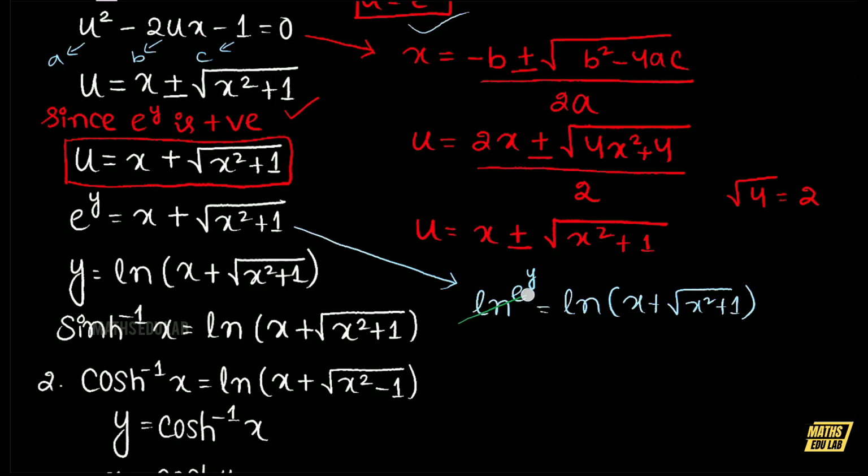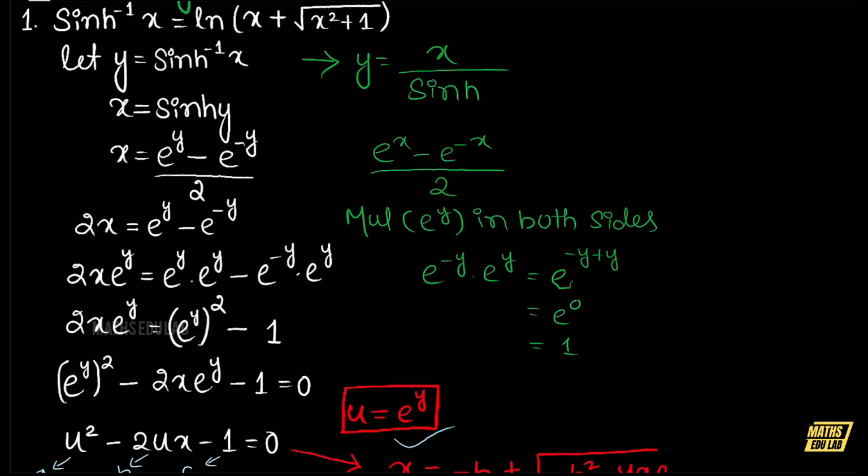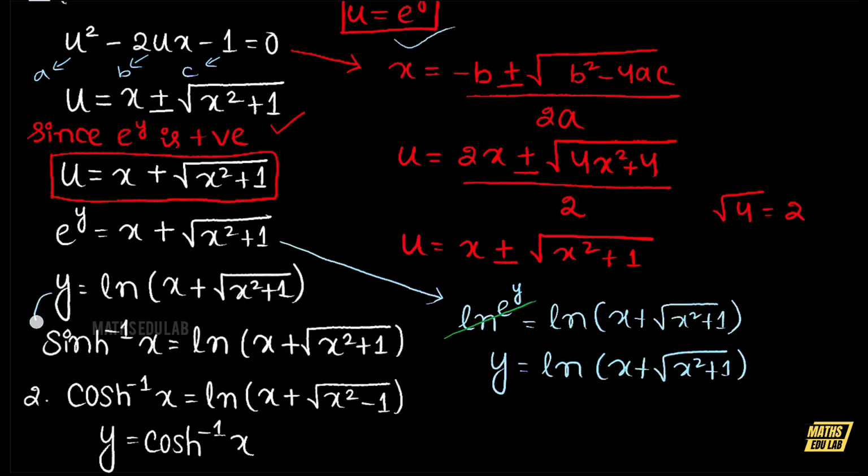That means ln and the exponential cancel. Then I will write it as y is equal to ln of x plus root over x square plus 1. We have taken the value of y as sine hyperbolic inverse x. So y, which I have written as sine hyperbolic inverse x, is equal to ln of x plus root over x square plus 1. So this is the first formula of inverse hyperbolic functions.